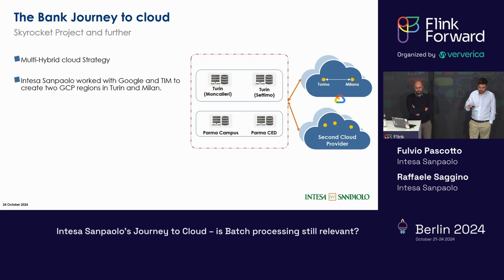So I will just talk a little bit about how we are made. On-premise, we have in total 4 main data centers, 2 in Turin and 2 in Parma. And for the sake of this presentation, I will call them on-premises regions, okay? Then we have 2 other regions, cloud, one in Torino and one in Milano. And of course, we are open for a second cloud provider, since, as I said, we are looking for a multi-cloud strategy.